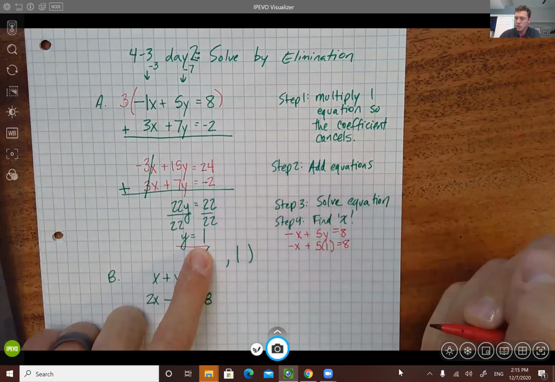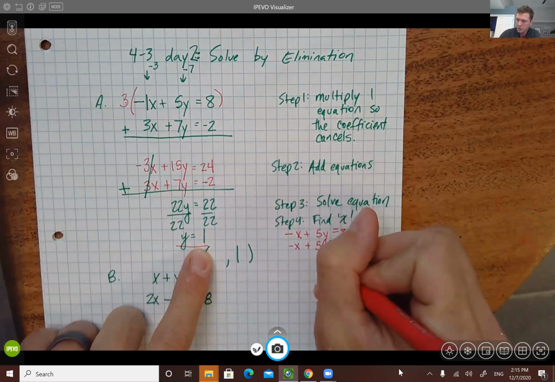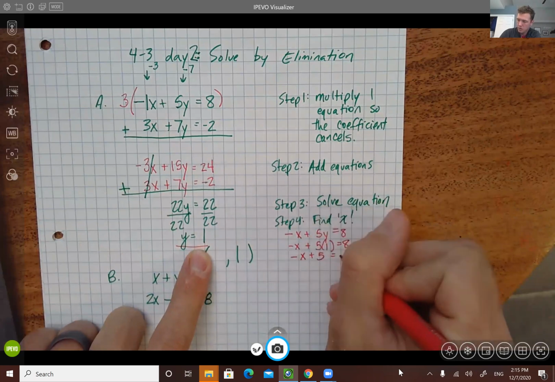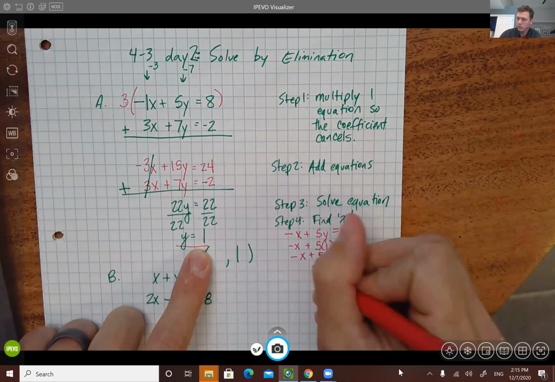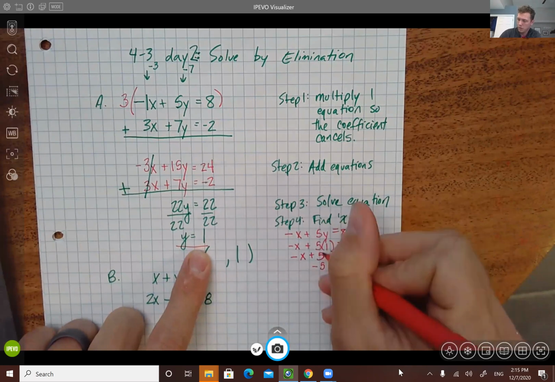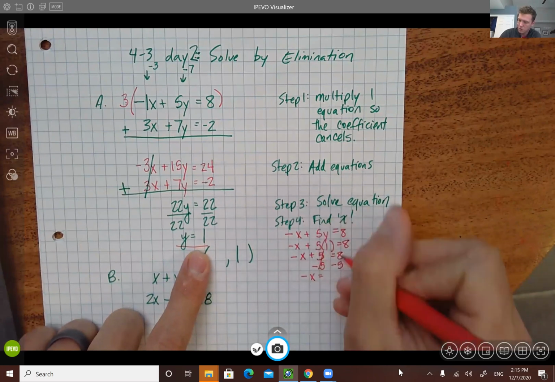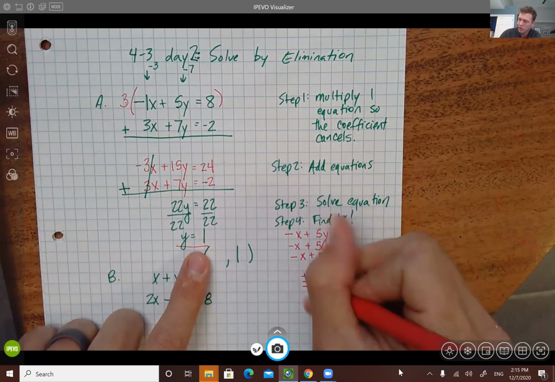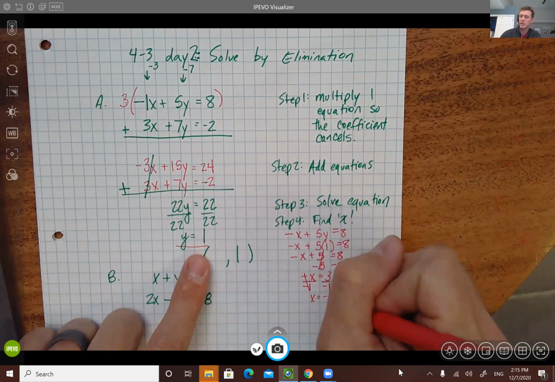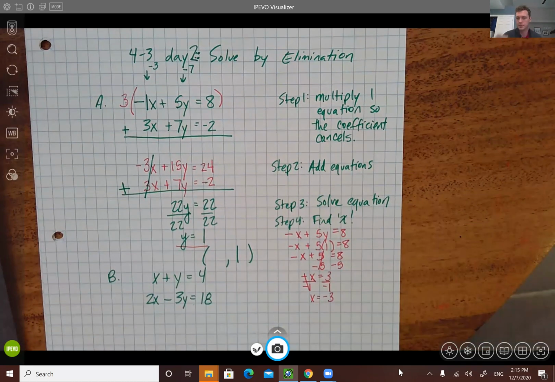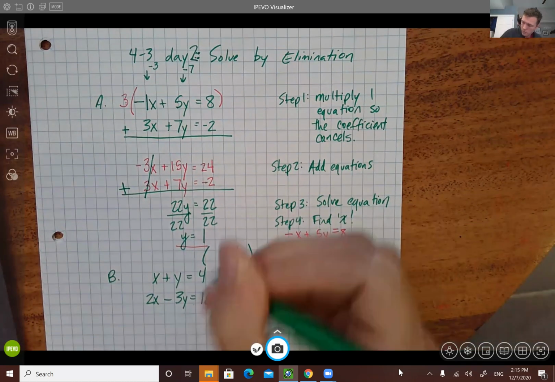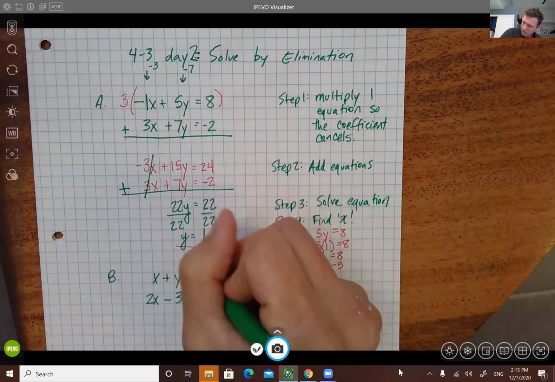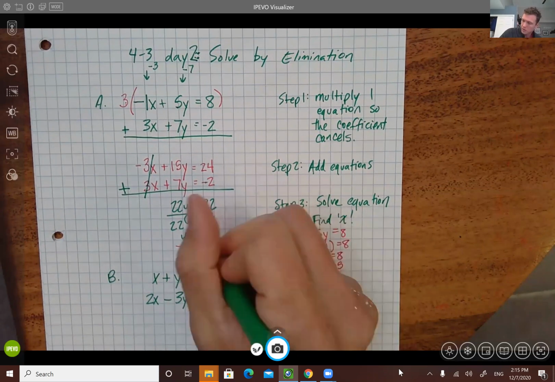We multiply these numbers, and we solve. Negative x equals 3. To get rid of the negative, we divide by negative 1, and x equals negative 3. So this right here is my answer.